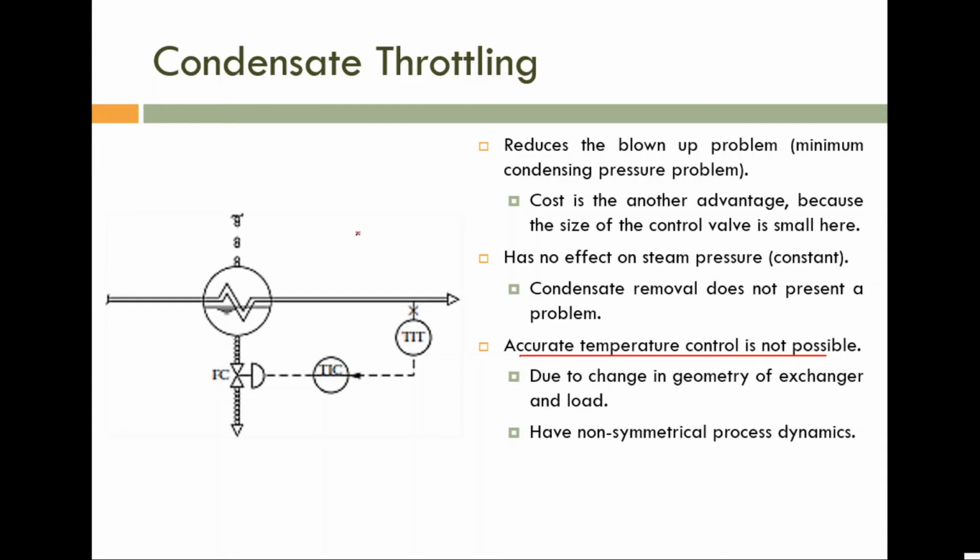Then we use this one if the process has low load and low operating temperature. If it is low load, then the variation of the load condition will be large. Then there will be a change in the geometry of the exchanger, meaning the heat transfer area, which we are trying to maintain. If you are reducing the heat transfer area, definitely the speed of response will decrease. So these problems are there with this, but we are forced to use this one.